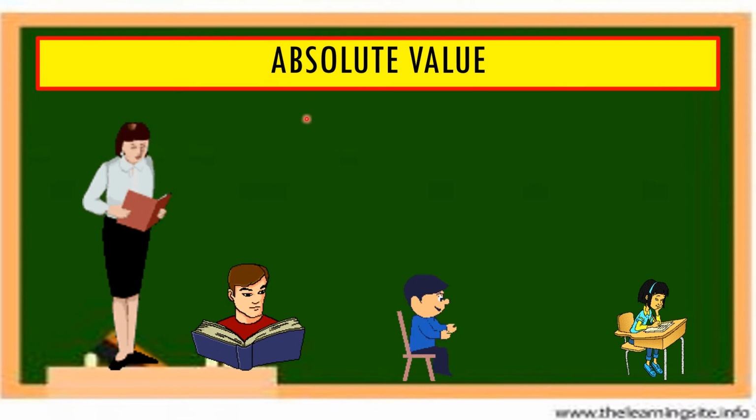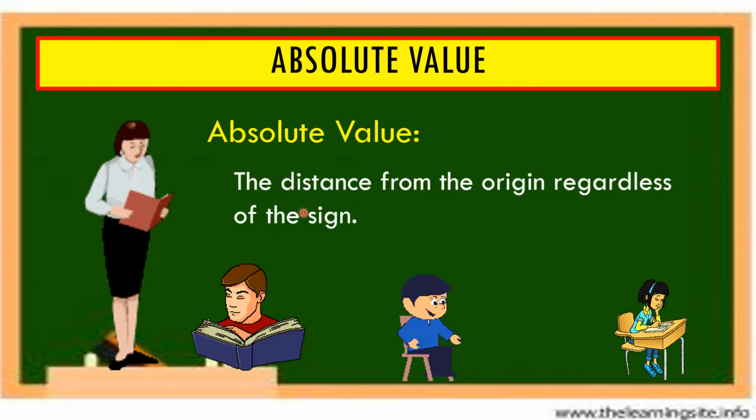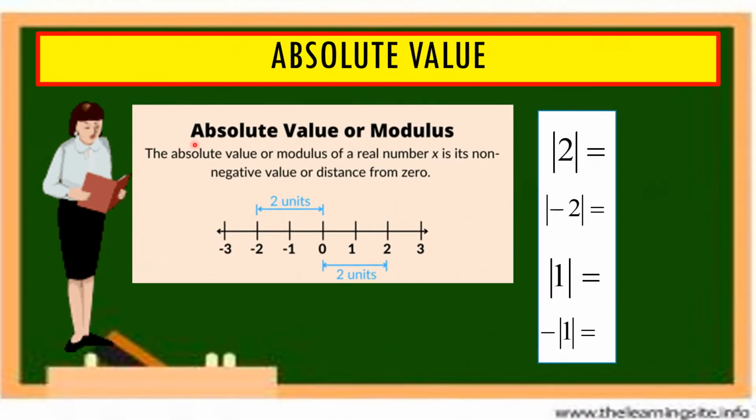Absolute value. Absolute value is defined as the distance from the origin regardless of the sign. The absolute value or modulus of a real number x is its non-negative value or distance from zero. We need to find the absolute value of 2, that is the distance from 0 to 2. This is the symbol for absolute value. So the absolute value of 2 is 2.